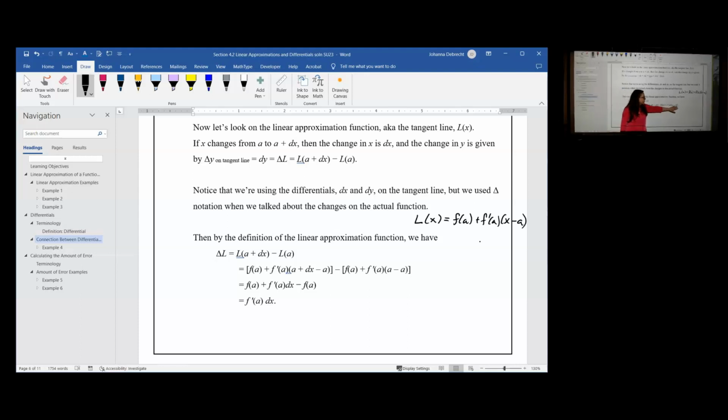In the second one, notice that we end up with a minus a, which gives us 0. So the second term drops out, and we get minus f of a. But the first one had a positive f of a, so the f of a's drop out. And we can see that the change in y values on the linear approximation function, this of course being dy, becomes the derivative at a times the differential dx. Dy equals f prime of a dx.